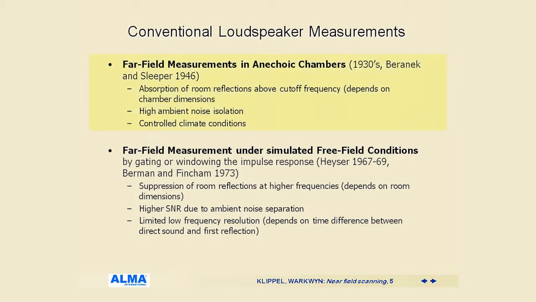In the early 30s, Beranek and Sleeper developed the anechoic chamber. Its absorption of room reflections above the cutoff frequency, it has high ambient noise isolation, and it has controlled climate conditions. Later, in the late 60s, early 70s, Heiser, Berman, and Fincham developed the gating of the impulse response, which was suppression of room reflections at higher frequencies. It had higher signal-to-noise ratio due to ambient noise separation, and limited low-frequency resolution, and it depended on the difference between the direct sound and the first reflection.